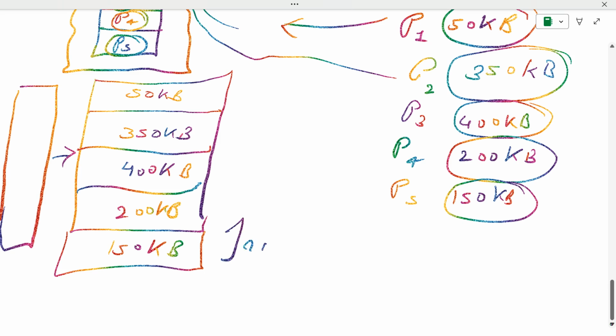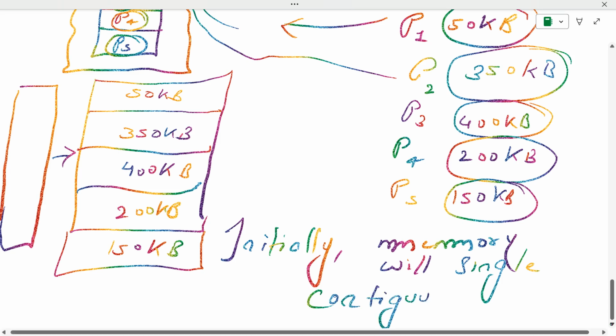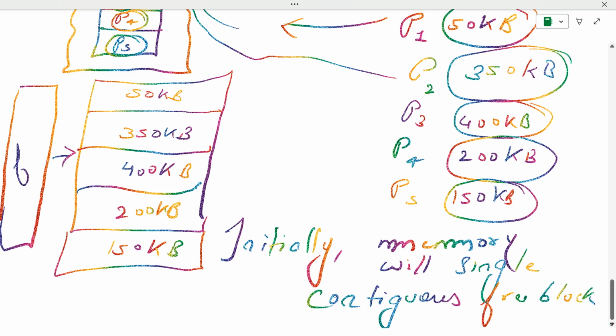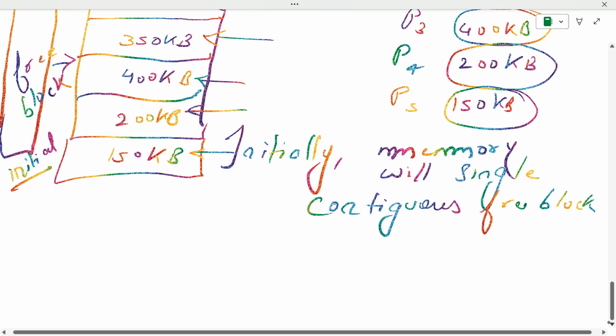So this is the way partitions are made in the variable partition scheme. Initially, memory will be a single continuous free block. This is a single continuous free block, so this is the initial case. After this, whenever a process comes, according to the size of the process, the process gets accommodated and the partitions are made accordingly.